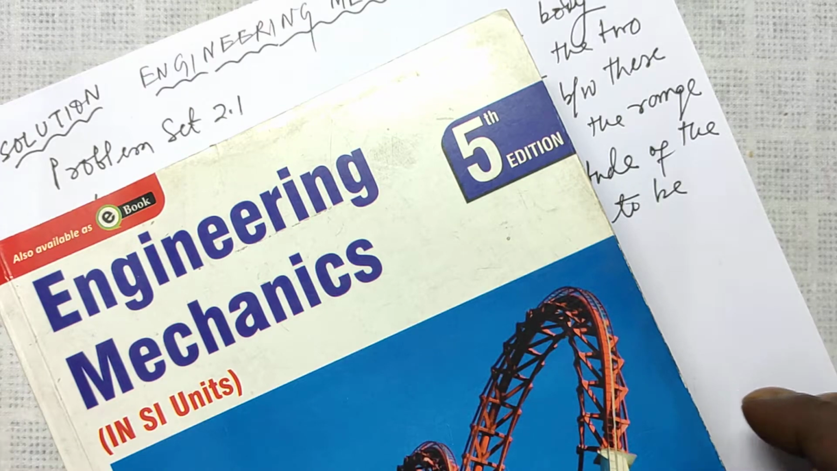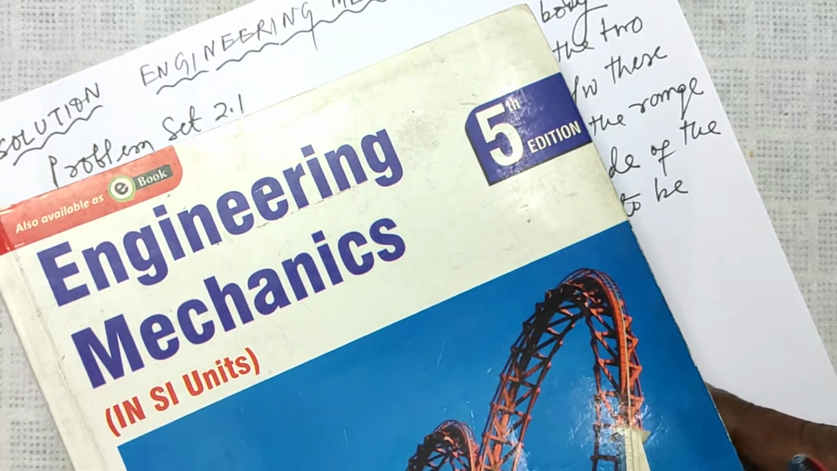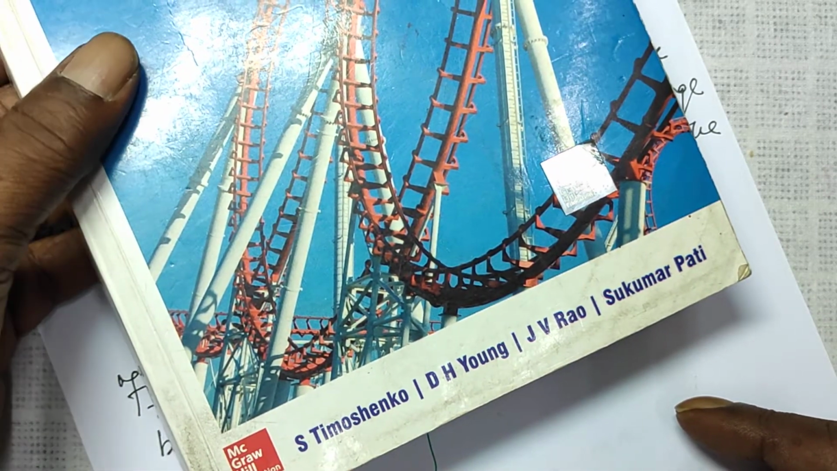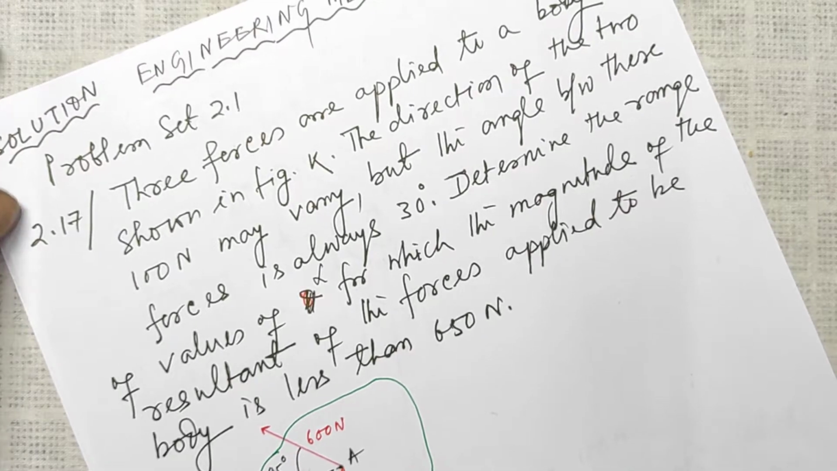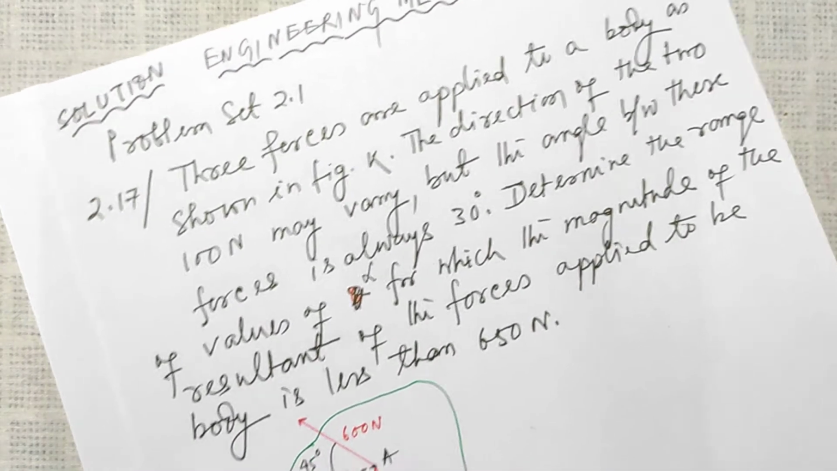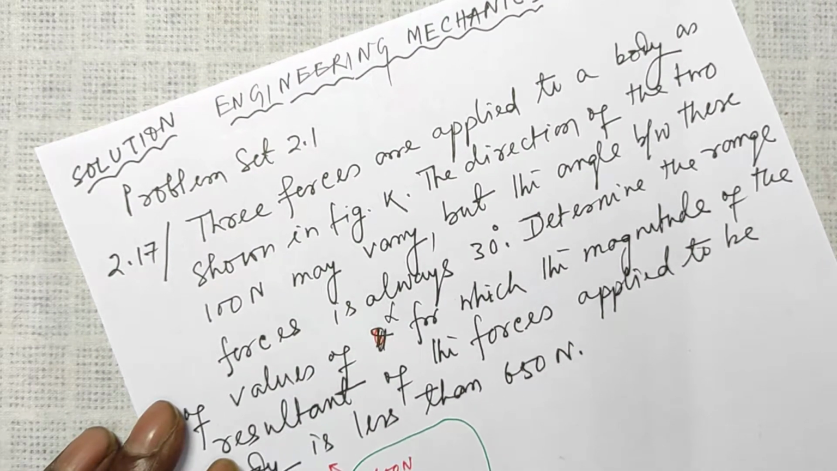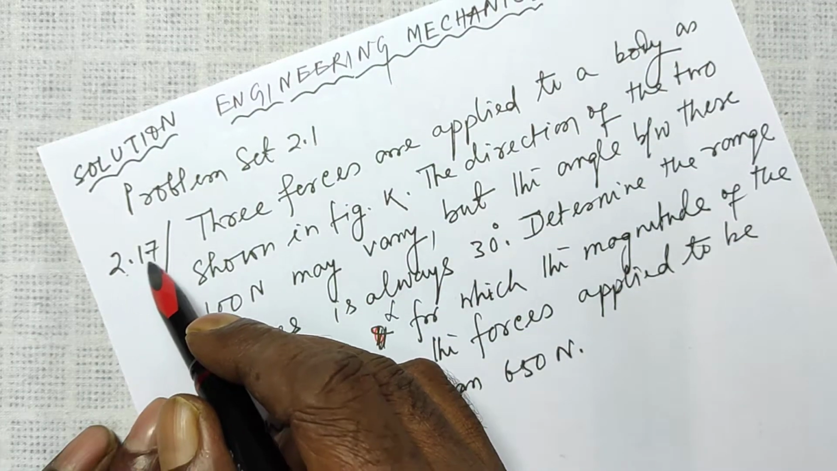Okay, dear aspirants preparing for your GATE 2021, let us do another numerical problem from Engineering Mechanics by Timoshenko, Young, Rao and Sukumar Pati. Very simple. This is from problem set 2.1 of engineering mechanics and solution to 2.17.